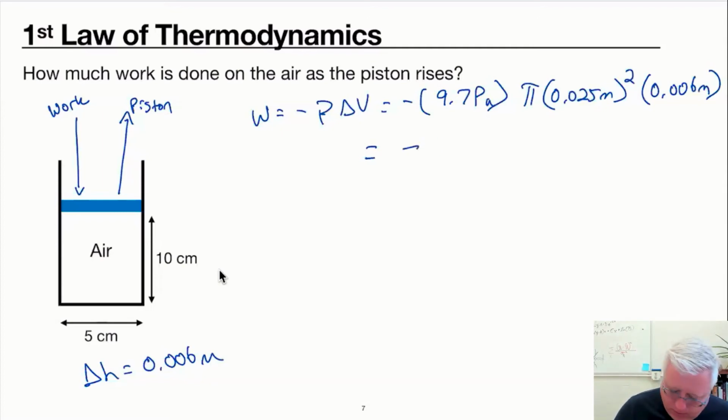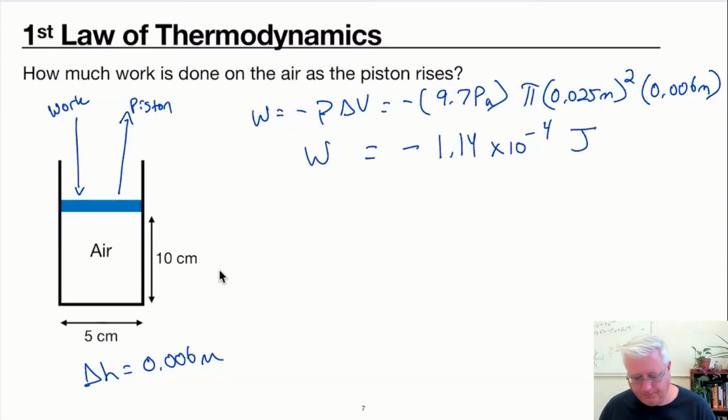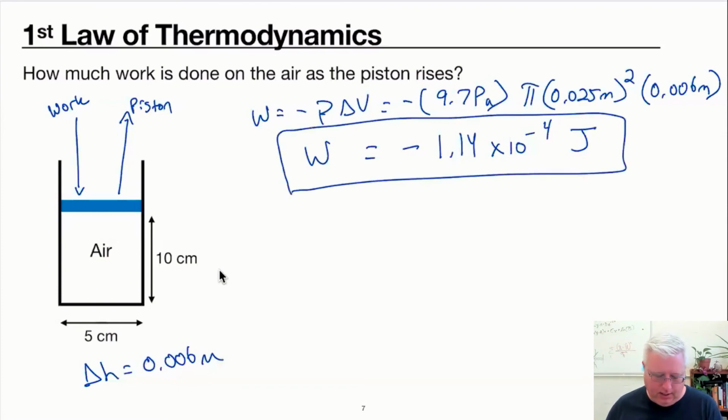Okay, and you get minus 1.14 times 10 to the minus 4. I remember also work, like energy, is in joules. Okay, and so we see by the negative sign, the work is downward, right?